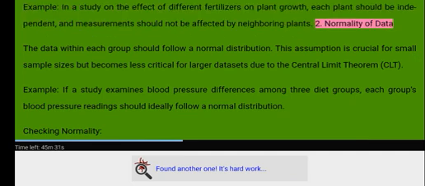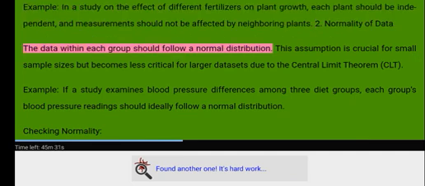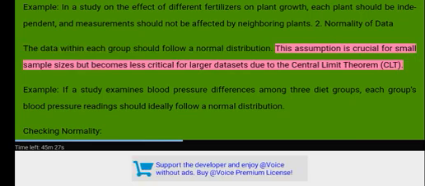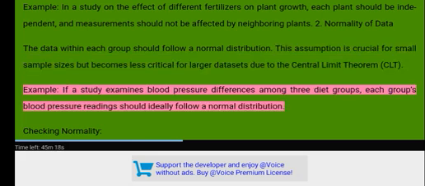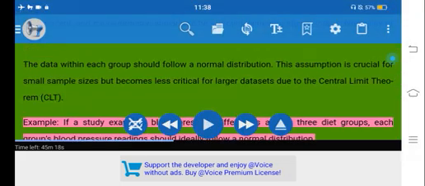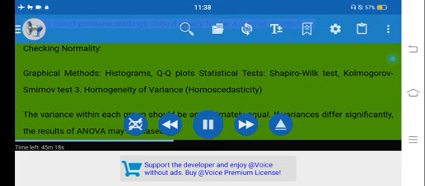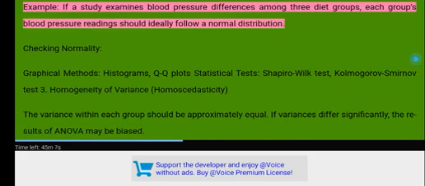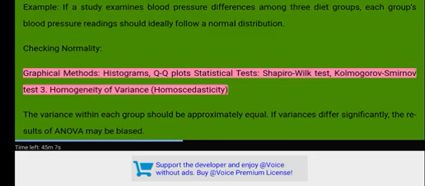2. Normality of data. The data within each group should follow a normal distribution. This assumption is crucial for small sample sizes but becomes less critical for larger datasets due to the central limit theorem, CLT. Example, if a study examines blood pressure differences among 3 diet groups, each group's blood pressure readings should ideally follow a normal distribution. Checking normality. Graphical methods: histograms, QQ plots. Statistical tests: Shapiro-Wilk test, Kolmogorov-Smirnov test.